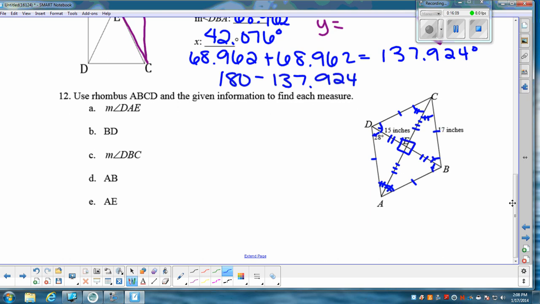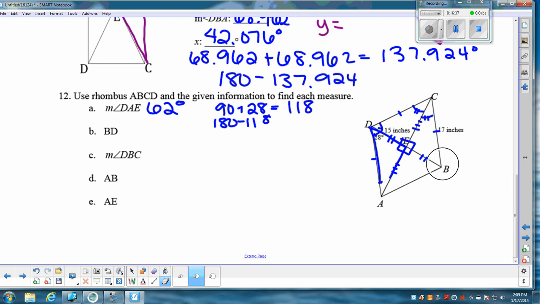So if we're looking for DAE, outline it in blue. Well, let's see, we have a right triangle, we have the 90-degree angle, we have a 28-degree angle. We know that the three angles combined have to make up 180. So add the two we have, subtract it from 180, and we are left with 62 degrees.